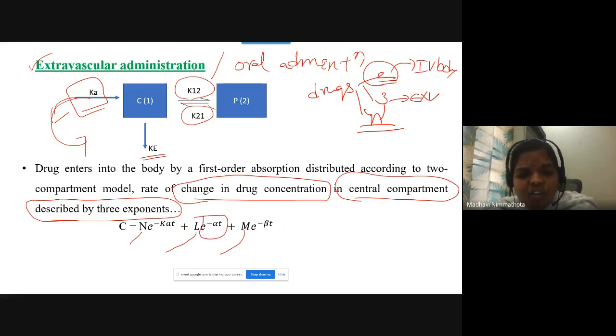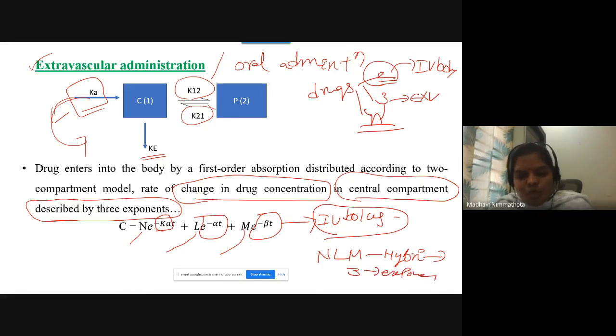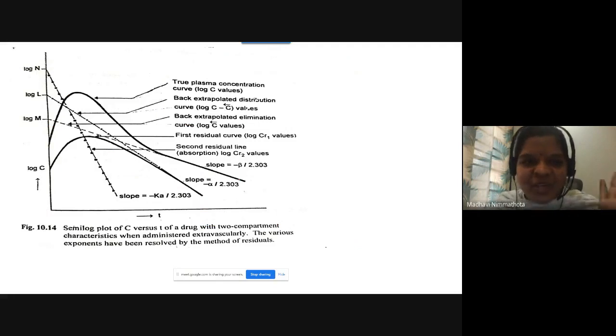We have e to the power of minus alpha t and minus beta t in case of IV bolus. But in case of extravascular, we have an absorption rate constant. That's why we have Ka, that is absorption rate constant, e to the power of minus Ka t. So here we have N, L, M as hybrid constants for the respective three exponential forms. It is very simple. Only one thing you have to learn: this graph. So N, L, M, we have three hybrid rate constants, right?